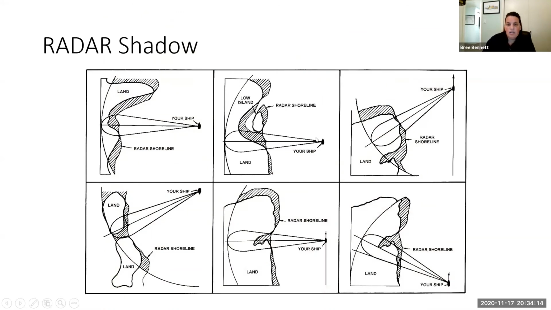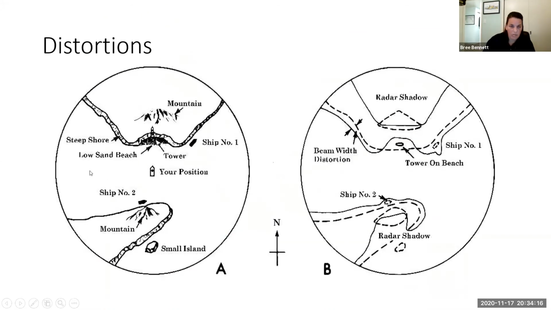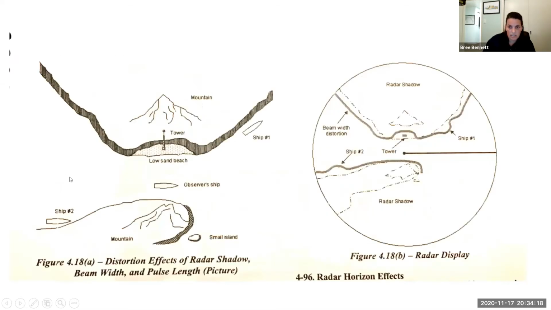Okay, I'm going to skip that one. Do I have a better picture? I like this picture better. This is the same picture as the other one, but here we have what we're actually looking at, right? We have a mountain, a tower, a low sandy beach. This is the observer ship. We have a ship over here and a ship over here and a small island, another mountain.